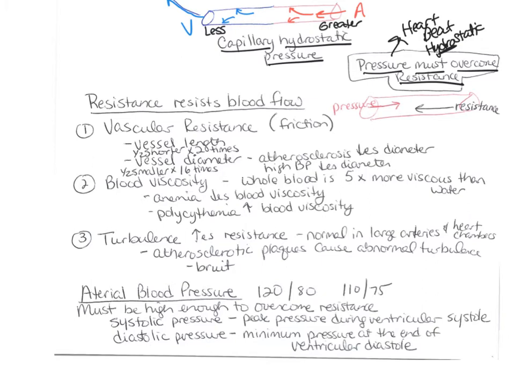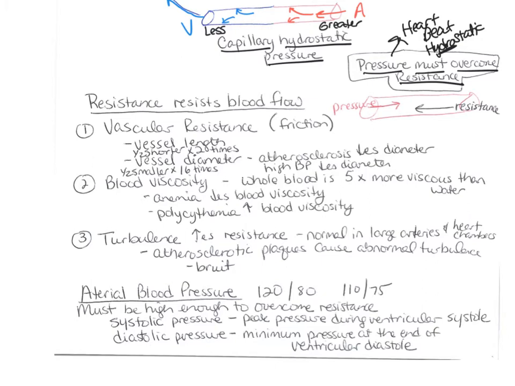So the hydrostatic pressure, which is the pressure generated by the contraction of the heart, pushes the blood through the vessels. We can say that blood is going to flow from an area of higher pressure to an area of lower pressure. So the higher pressure is going to be near the heart when the heart beats, and it's going to push that blood into those arteries where the pressure is not as high, and then into the capillaries where it's lower, and then into the veins where it's even lower.